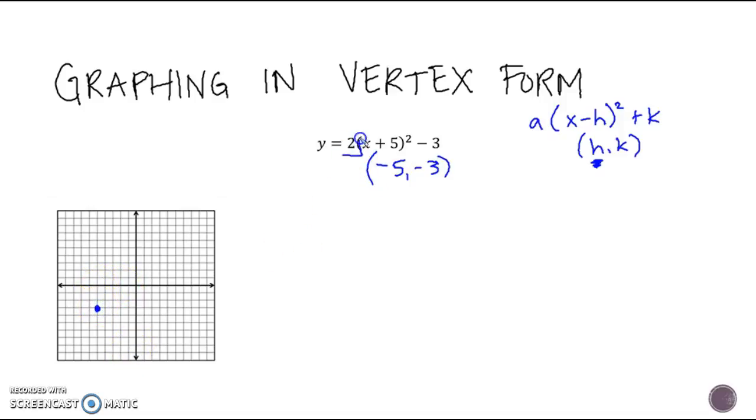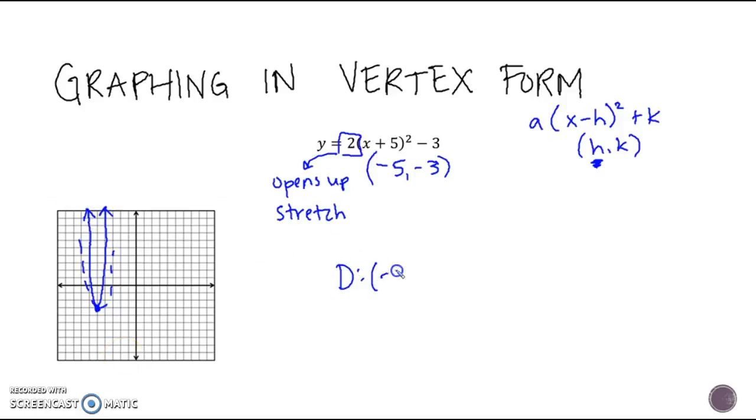Looking at my a value of 2, that tells me 2 things. 1, that it opens up. And 2, it's stretched because 2 is greater than 1. So that means that normally my graph might look like this. There's my dotted line. But because I'm stretching it, it's getting skinnier. So mine's going to be skinnier than what it would be otherwise.